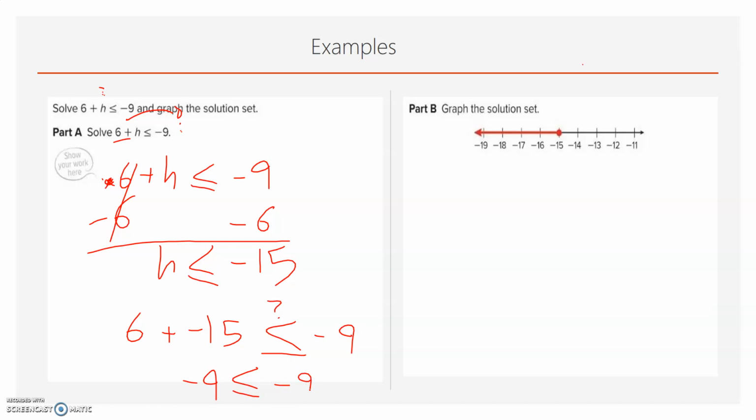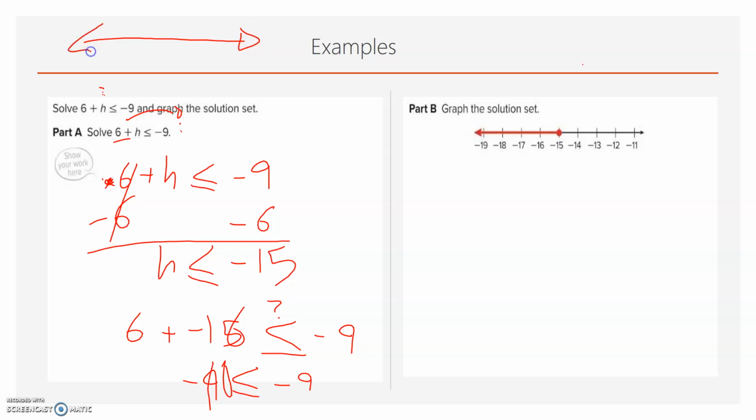But they said anything that is less or equal than negative 15. Let's try to say not negative 15. Let's say negative 16. Isn't negative 16 less than negative 15? If I say negative 16, in this case, 6 plus negative 16, it's going to be what? It's going to be negative 10. Is negative 10 less than negative 9? Yes, it's less in here.